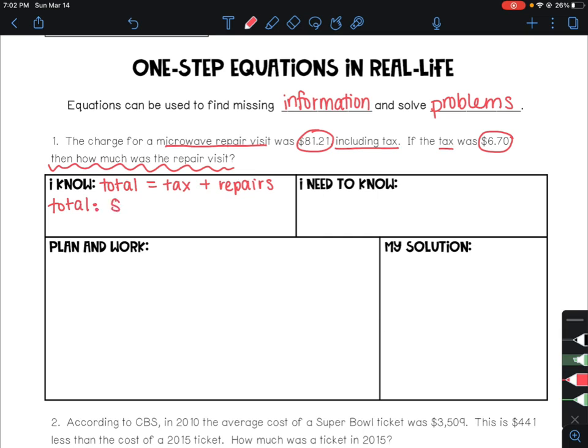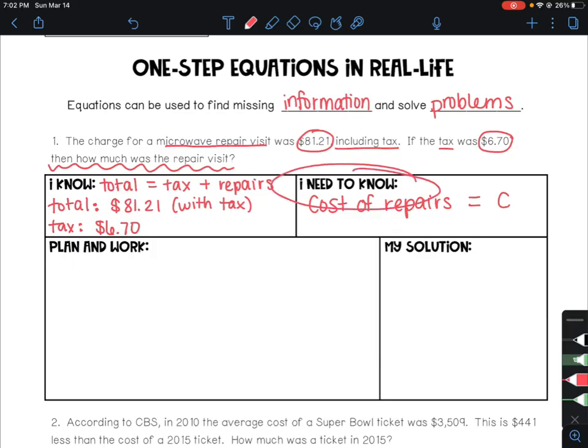total $81.21, and that's with the tax, that's why it's a total. The tax itself is $6.70. But what we don't know is the actual cost of the repairs. The cost of the repairs without the tax factored in. And let's just call that C. So our variable is the thing that is in our I need to know box. So we're representing the question with a variable.